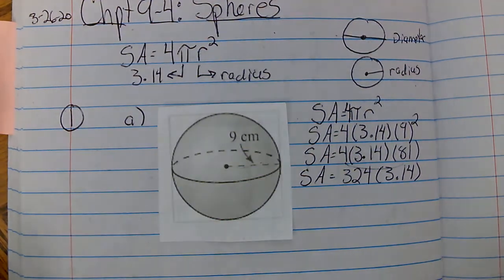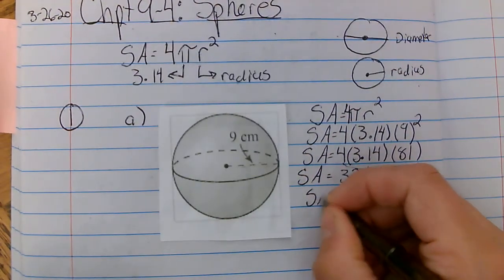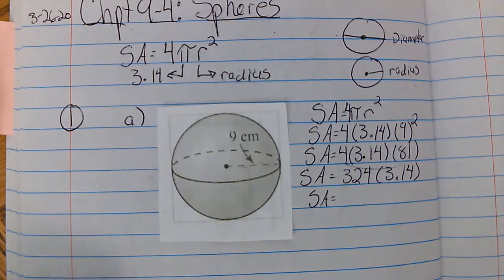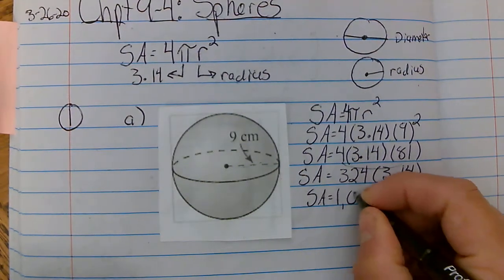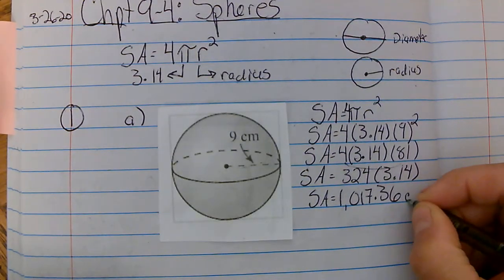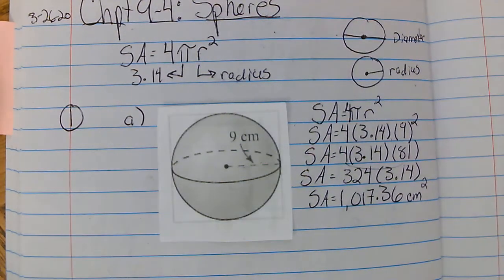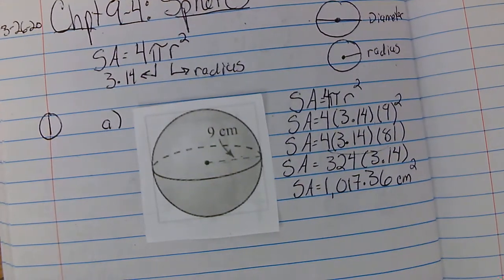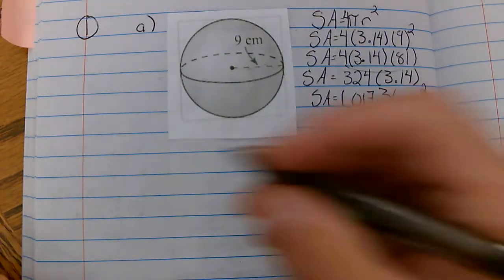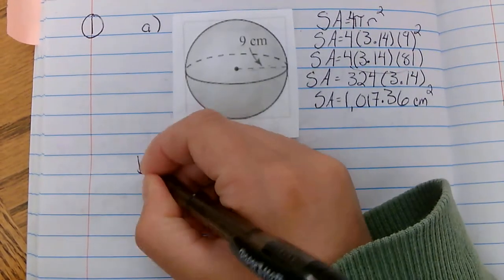Okay, so surface area of this particular sphere is going to be 1,017.36 centimeters squared. Okay. Now, when you're finding surface area of a sphere, you don't even actually need the drawing of it. As long as you know the radius, you can figure out surface area.